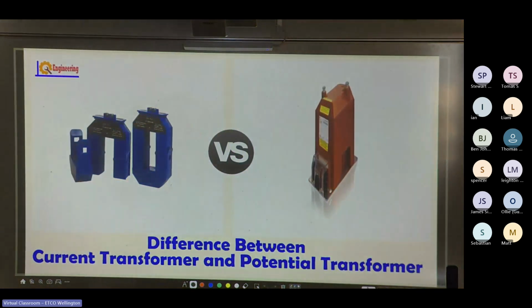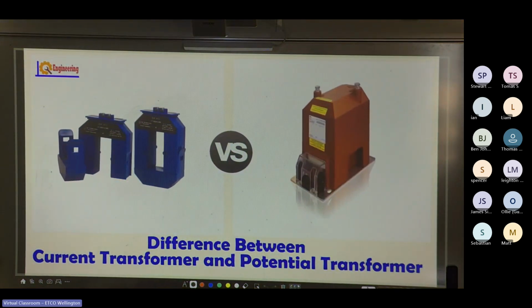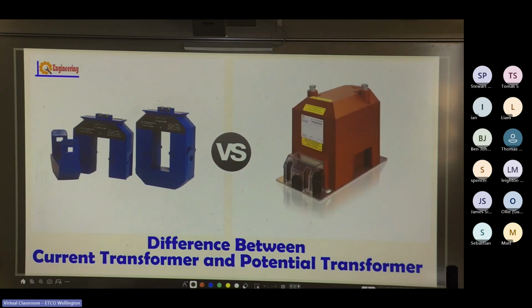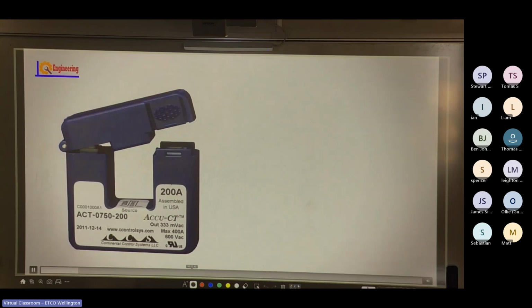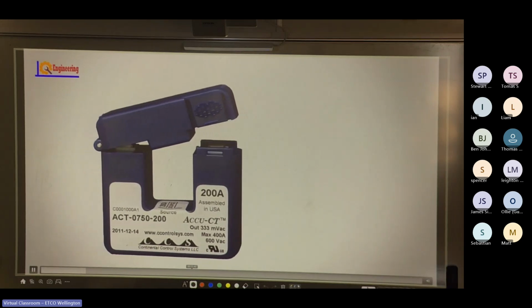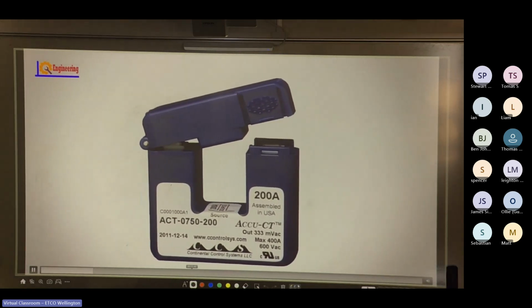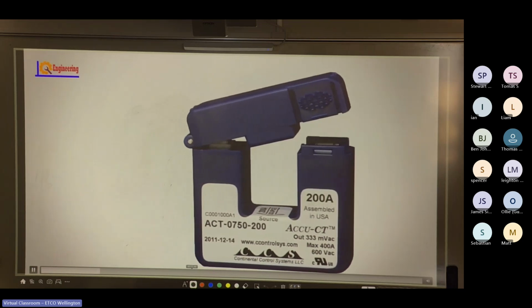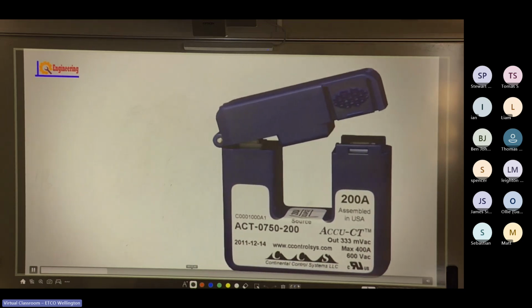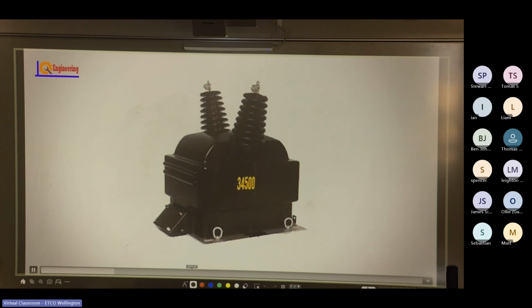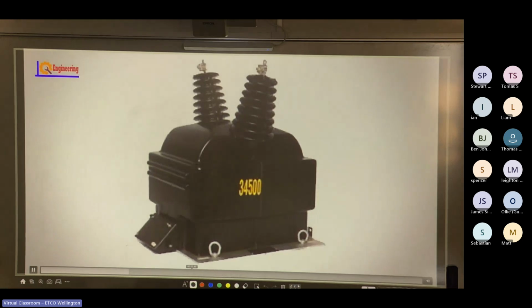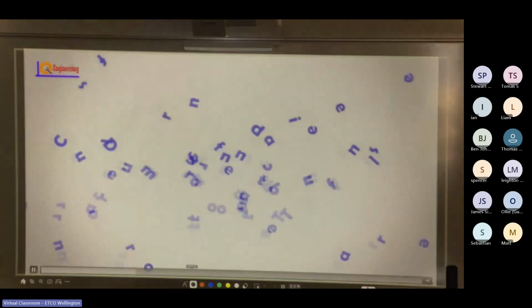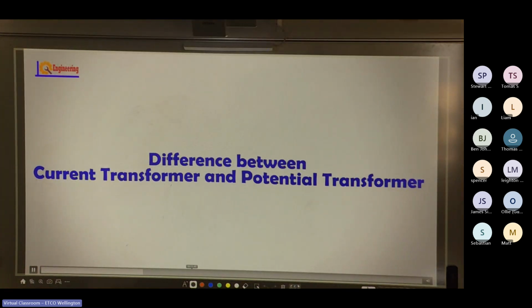Current transformers and potential transformers are devices that allow us to measure large currents and voltages without causing damage to the measuring device. The main difference between current transformer and potential transformer is that the current transformer uses a step-up transformer in order to reduce current through its secondary coils, whereas the potential transformer uses a step-down transformer in order to reduce the potential difference across its secondary coil. In this video, we will learn the difference between current transformer and potential transformer.